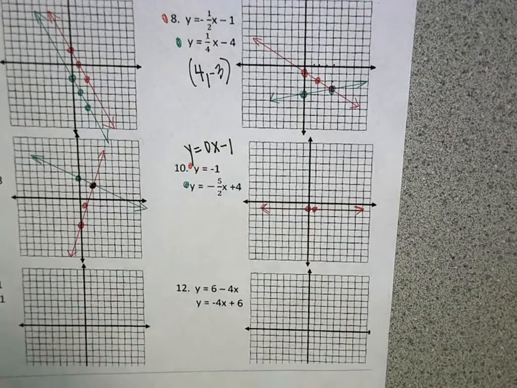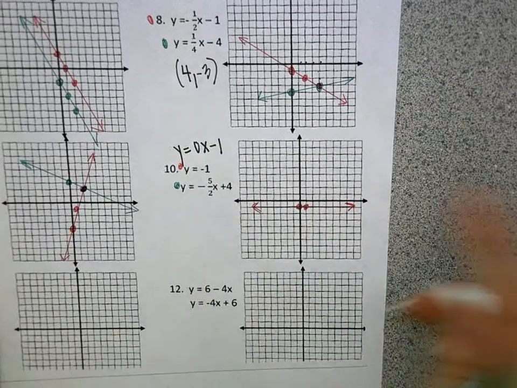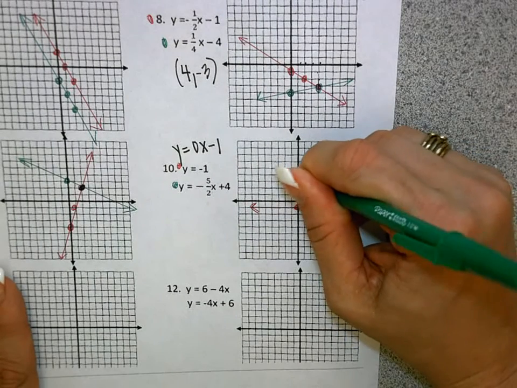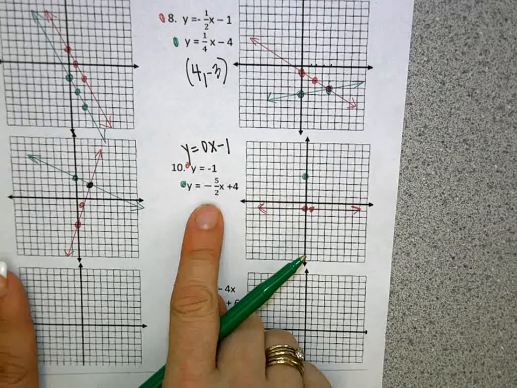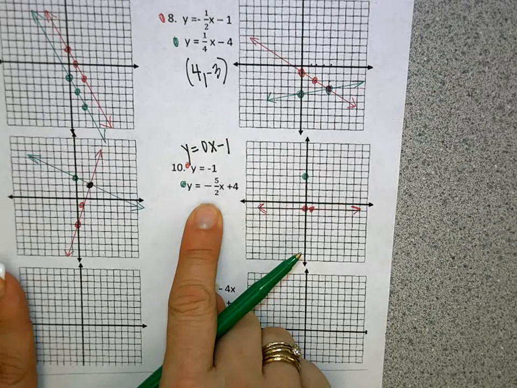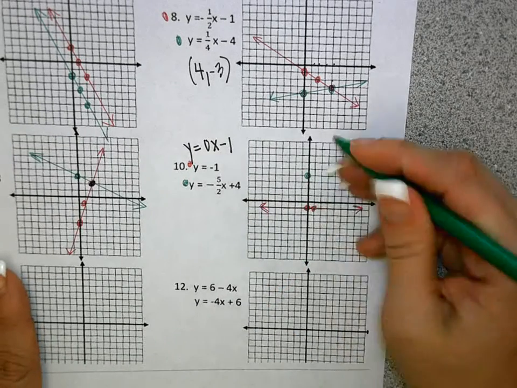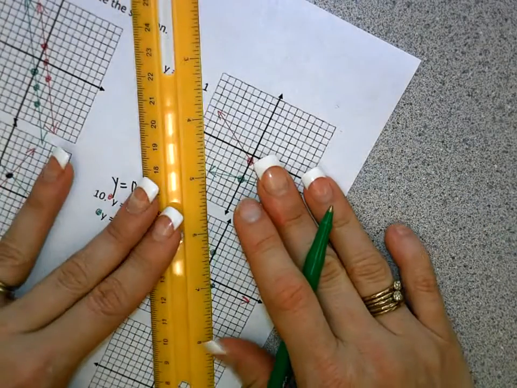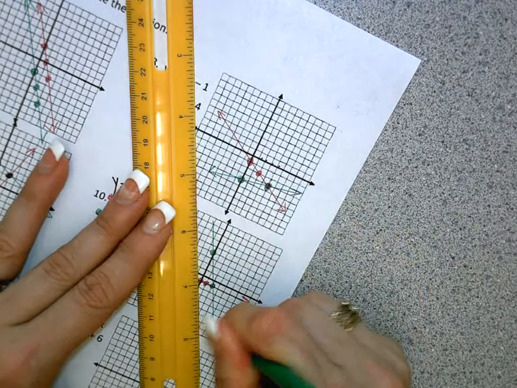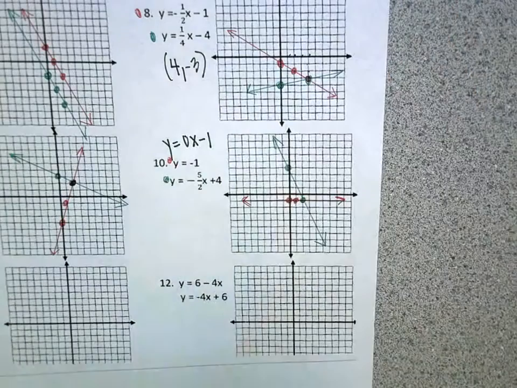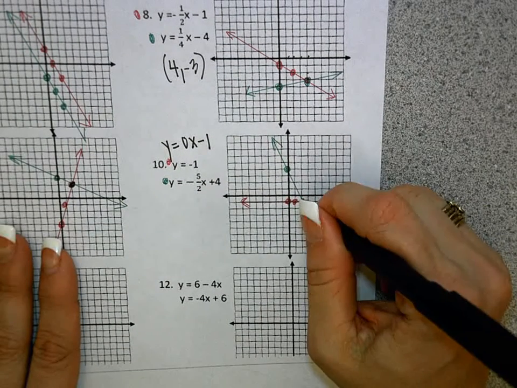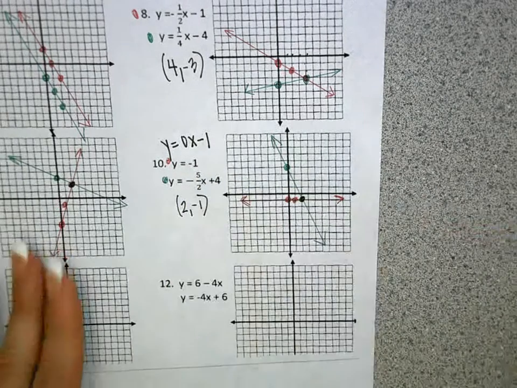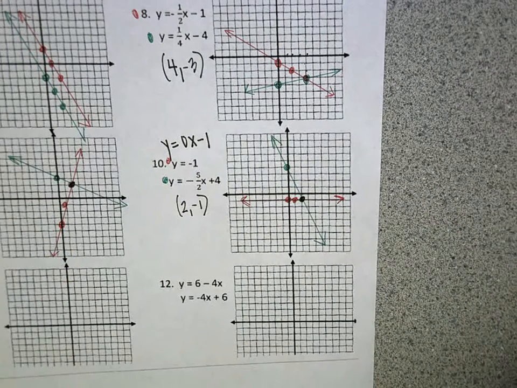For the green line, where would you start your graph? What's your first point, your y-intercept? Up 4. So up 1, 2, 3, 4. And how do you move to get to the next point? Your slope is down 5 over 2. Connect your dots with the line. And we want to figure out where these two lines cross. So what is the point of intersection here? Over 2, down 1. So (2, -1) would be your point of intersection.